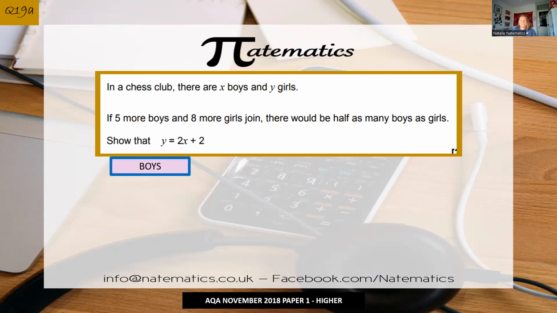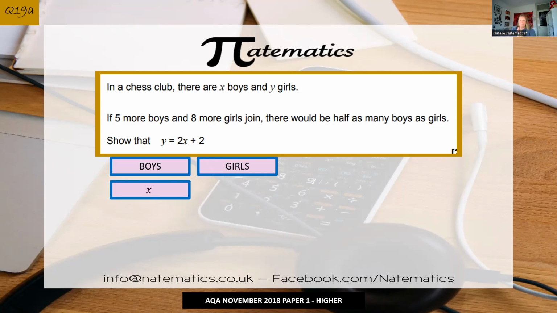So let's summarize what we've got here. In a chess club, there are X boys and Y girls. Now what is Y? What is X? We don't know. But we do know that X is representing a number and Y is representing a number. So it's a number we don't know. Here's a question for you: is it going to be a whole number? So is X going to be 2, 10, 20, or could it be 6.5? Something for you to comment on below.